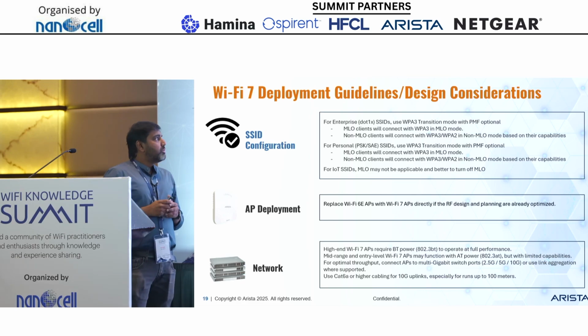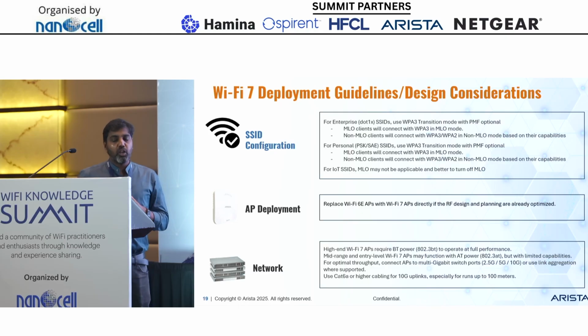The second block is the AP deployment perspective. If you want to rip and replace Wi-Fi 6E based APs with Wi-Fi 7, you don't have to specially do any RF design or a site survey, because whatever best practice you had followed on Wi-Fi 6 is applicable to Wi-Fi 7 from an RF standpoint, right? You don't have to do anything extra there.